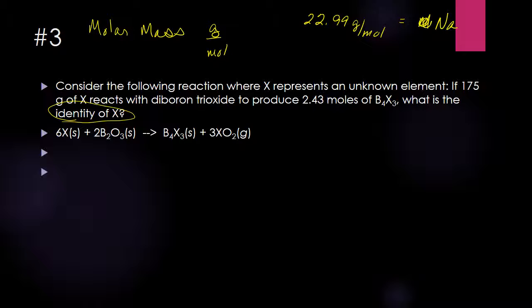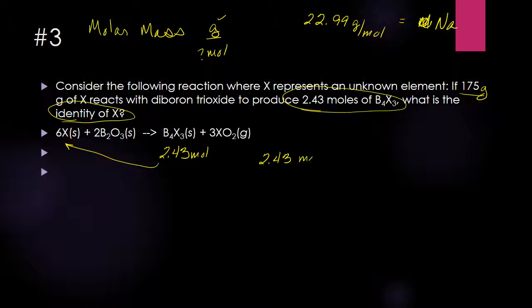In this problem, we've been given 175 grams, so we already have the mass of X. But what we don't know is the number of moles. However, we have been given 2.43 moles of this unknown substance. And if I know the moles of this, then I can convert that to moles of X. So 2.43 moles of this unknown substance, and I'm going to convert that to moles of X.